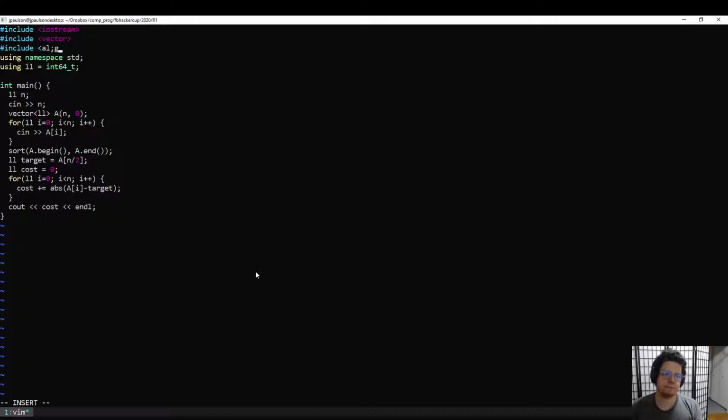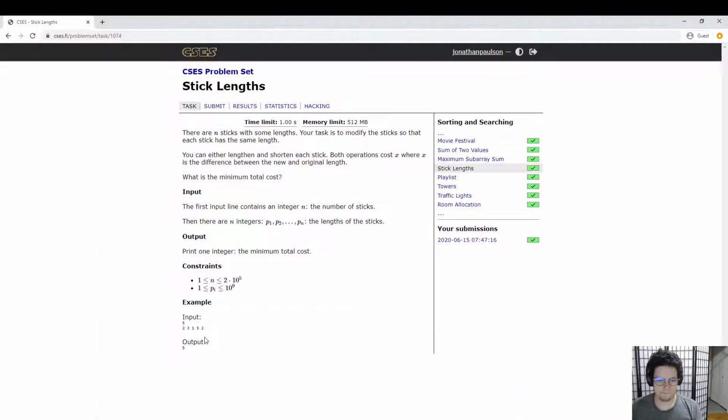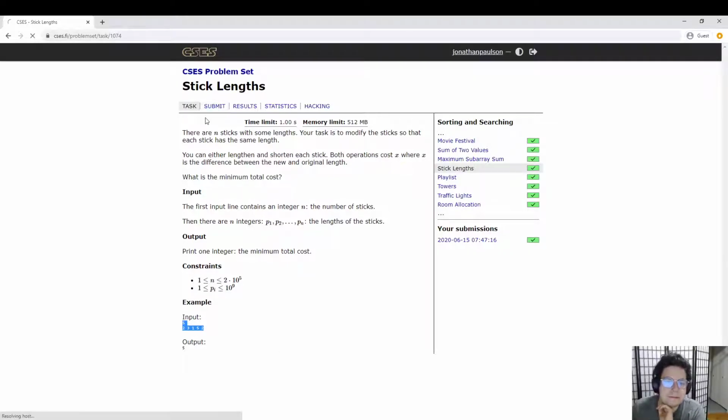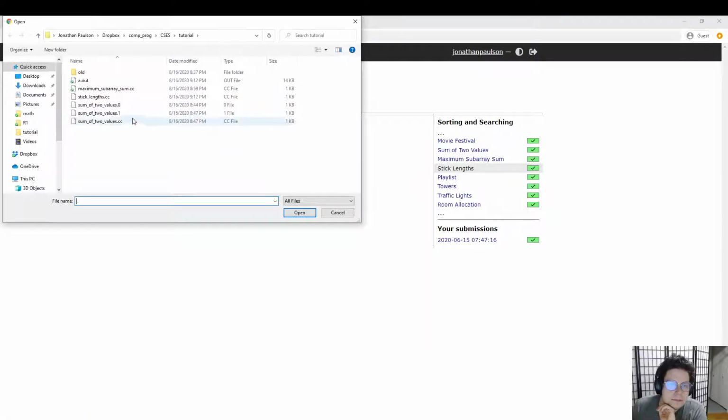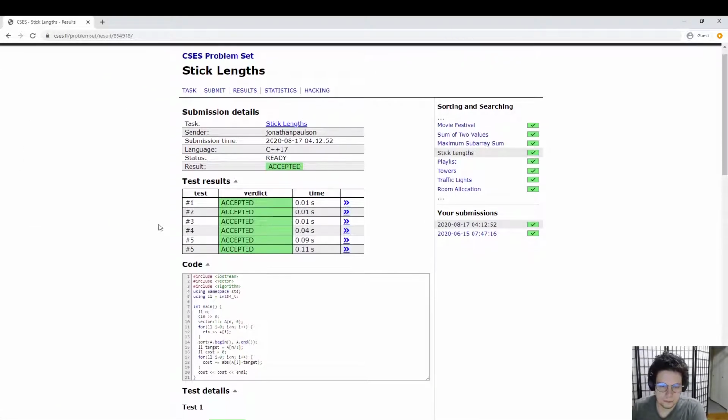Algorithm for sort. Five. Okay. Cool. So that works.